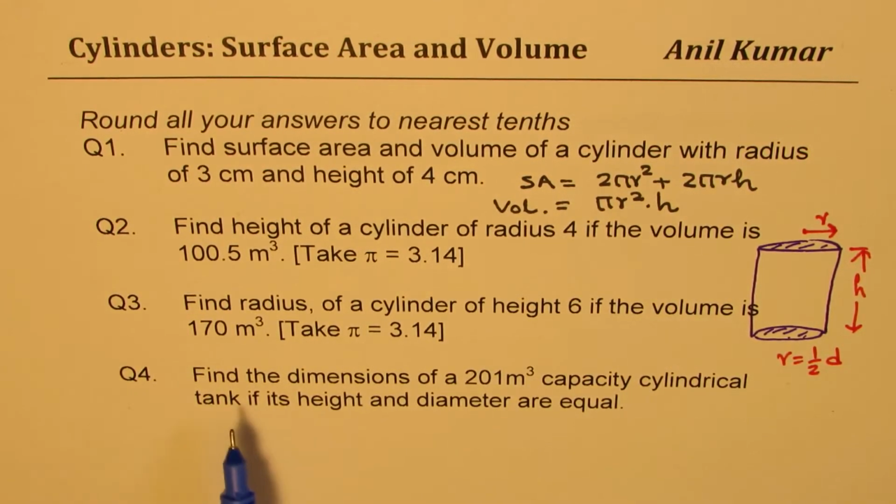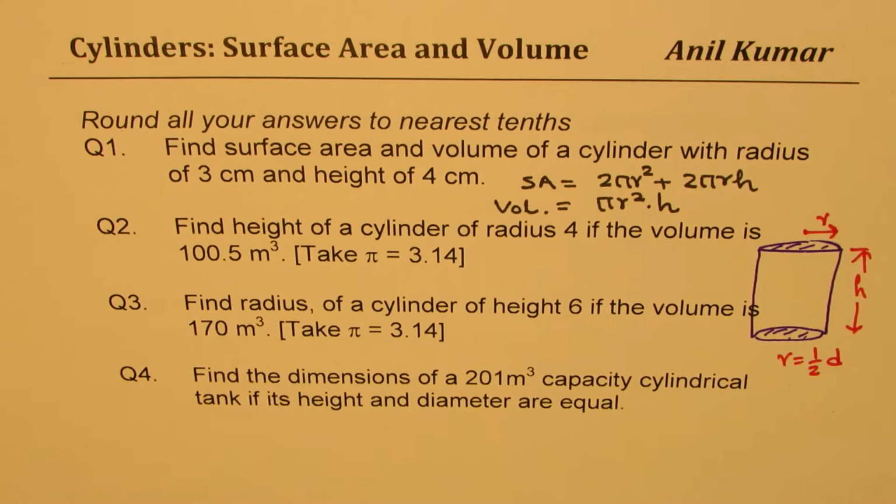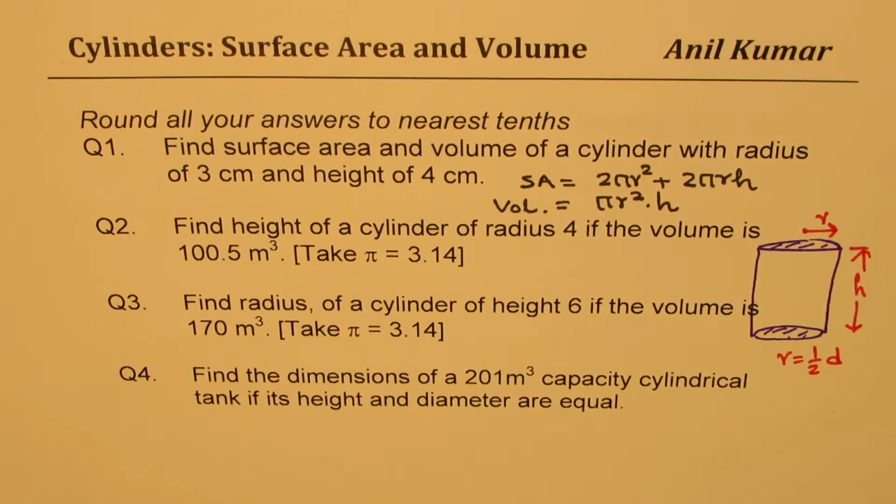Question number 4. Find the dimensions of a 201 meter cube capacity cylindrical tank if its height and diameter are equal, right? So volume is given. We want height and diameter to be equal. So to start with, these are very interesting questions. I hope you have already copied them, try to answer them, and then look into my suggestions. After this, you should look into my part 2 and 3, where we'll talk about applications and change of units. In this exercise, we are keeping same units.